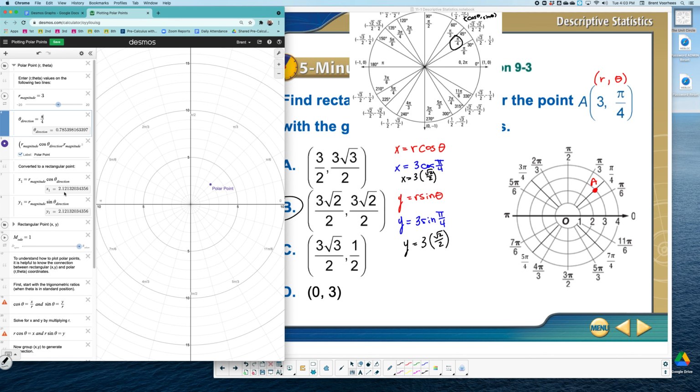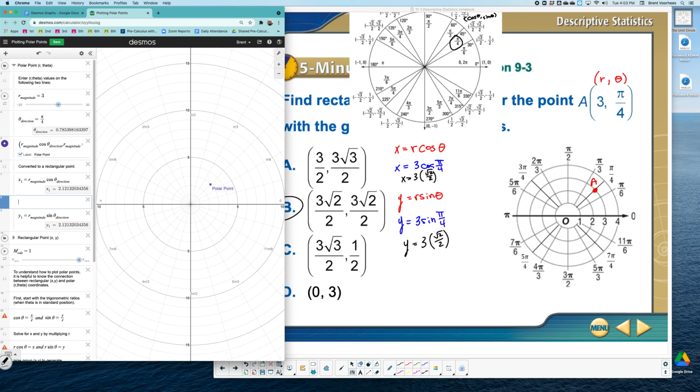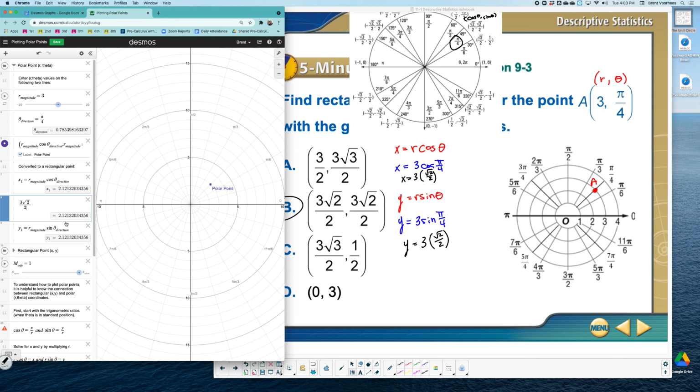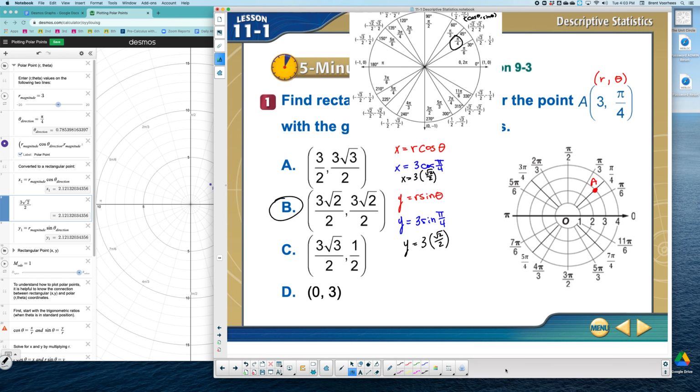And so what does that tell me about the x and y values? That they'd be 2.12, which if you type that in the calculator would be 3 times the square root of 2 over 2. I would be willing to bet 3 times the square root of 2, all divided by 2. That is in fact 2.12, and all that changed. So we got number 1 correct.